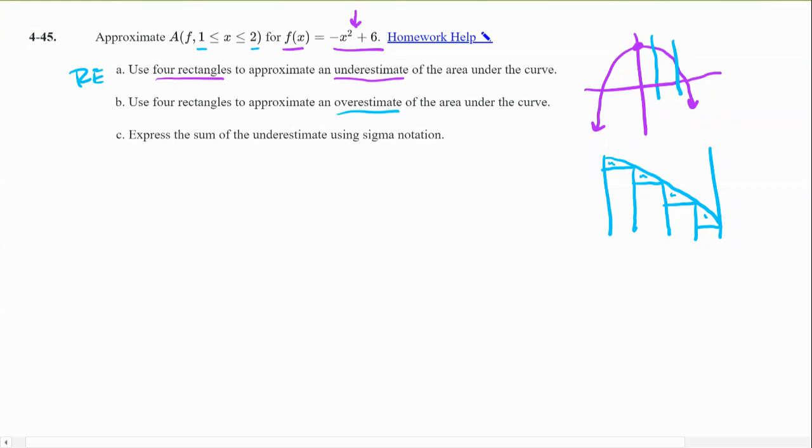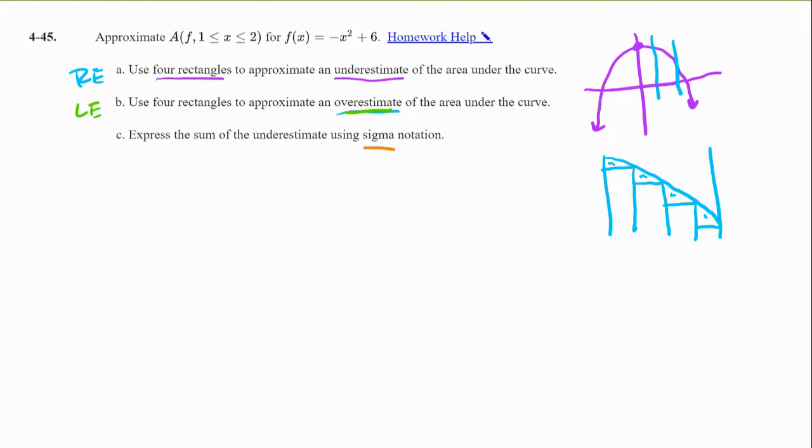The next one's going to be an overestimate, which I'll do in green here, which is going to be left endpoint rectangles. And the last one is going to be in sigma notation. I'm going to reverse the script on this and do sigma notation first, because there's some stuff I can do by creating the equation before I get into actually multiplying all this stuff out.